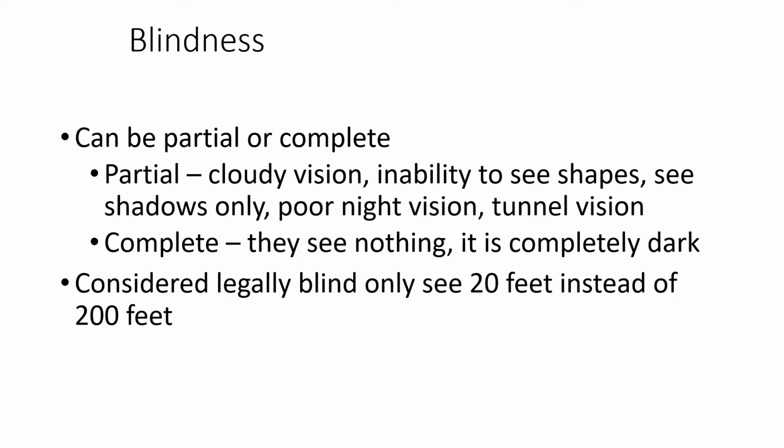Someone is legally considered blind if they can only see at 20 feet what normal vision can see at 200 feet away. You could have partial or complete. Partial is cloudy vision, which is inability to see shapes, so they can see shadows only. Poor night vision or tunnel vision, whereas with complete, if they see nothing, it is completely dark.